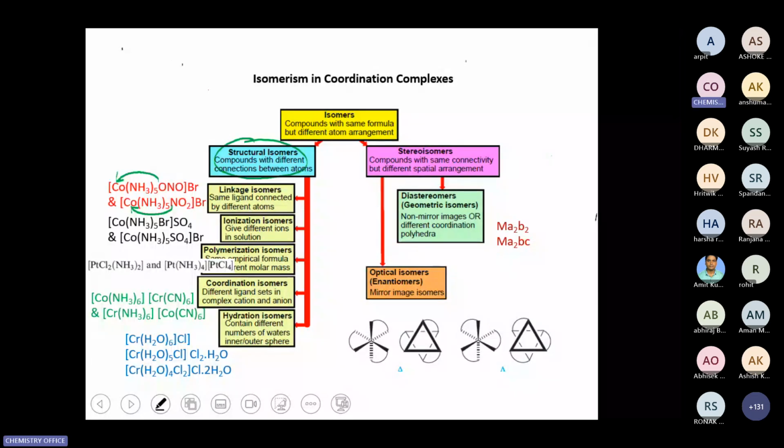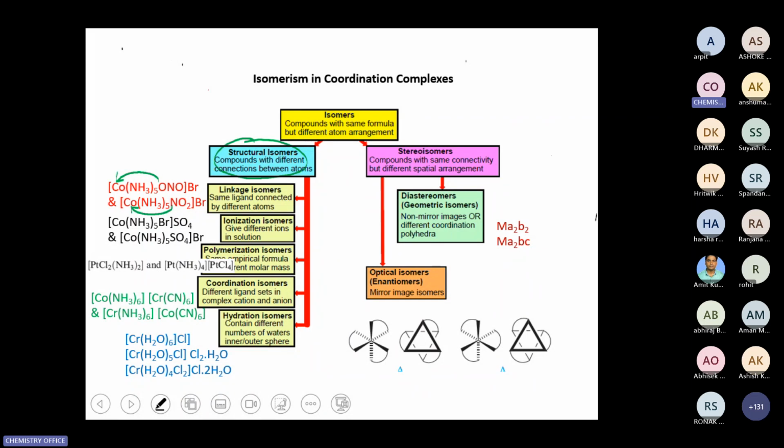So what is the difference? There is no difference in molecular formula. The only difference is in the linkage. In this first case, the linkage is to oxygen. In the second case, it is to nitrogen. And they are giving different isomers. The second case is the ionization isomer.